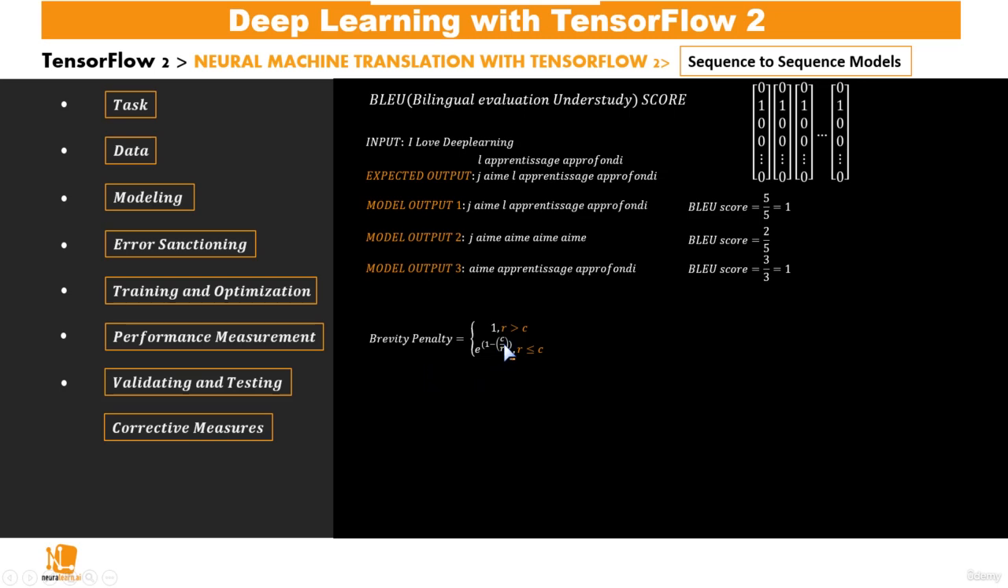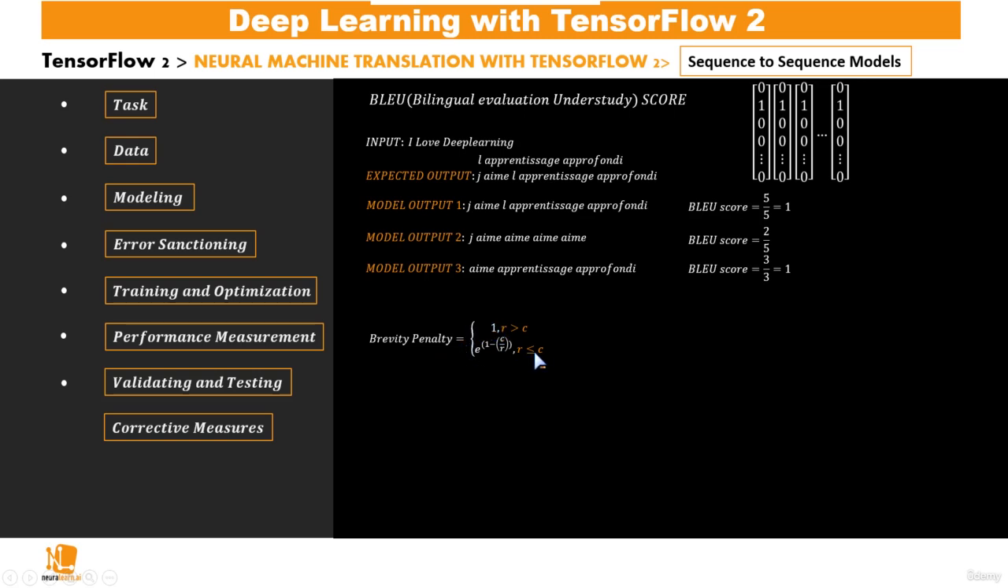Suppose we have R and C, where R is the number of words of the translated model output. So in this case we have 1, 2, 3, so R is 3, and C is the number of words of the expected output. So here we have 1, 2, 3, 4, 5. When R is greater than C, in this case that's not the case, we have a brevity penalty of 1, so we don't actually penalize the model.